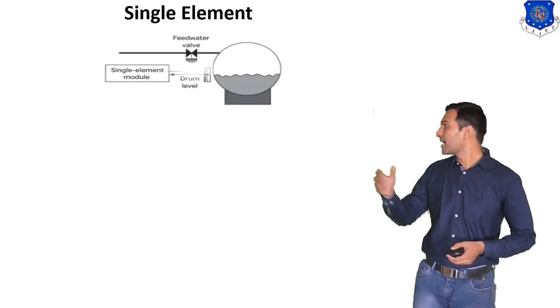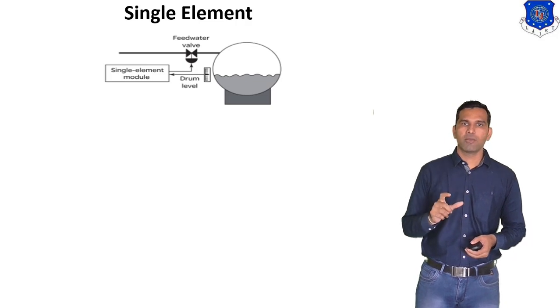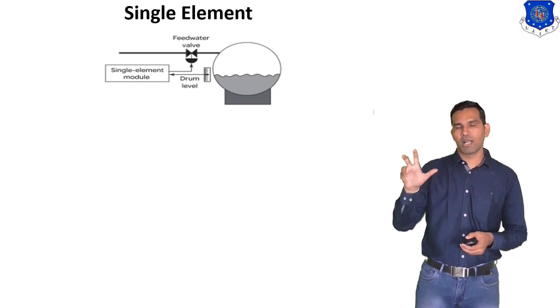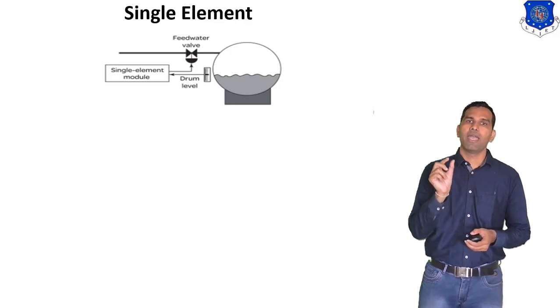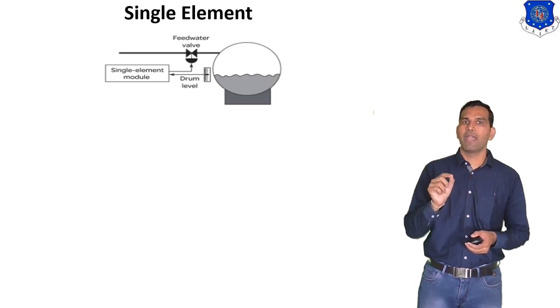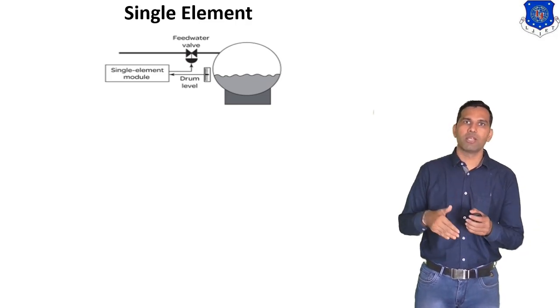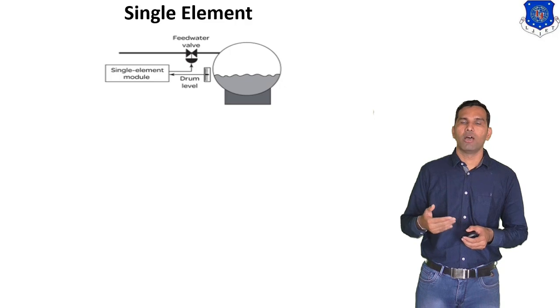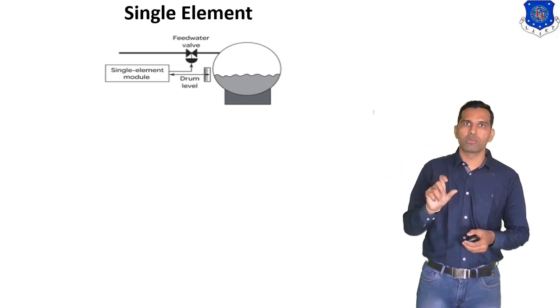Here is the diagram of the single element drum level control system. This is a boiler drum and this is a single element controller, and we give a signal using the level indicator. The level indicator gives a signal to the controller, which compares this signal with the set value or desired value, and according to that it opens or closes the feed water.